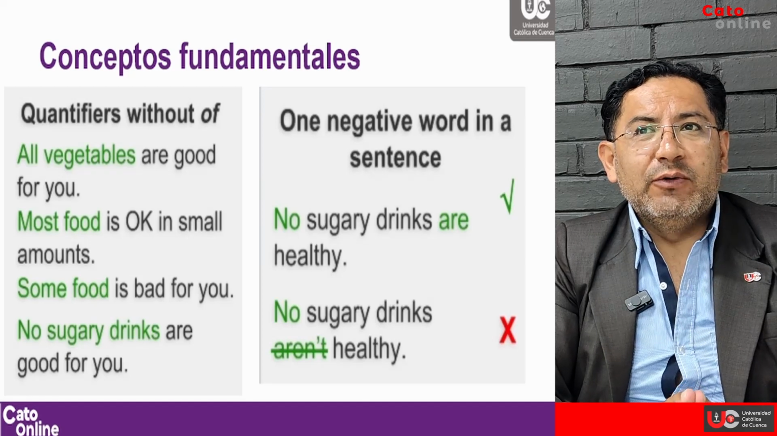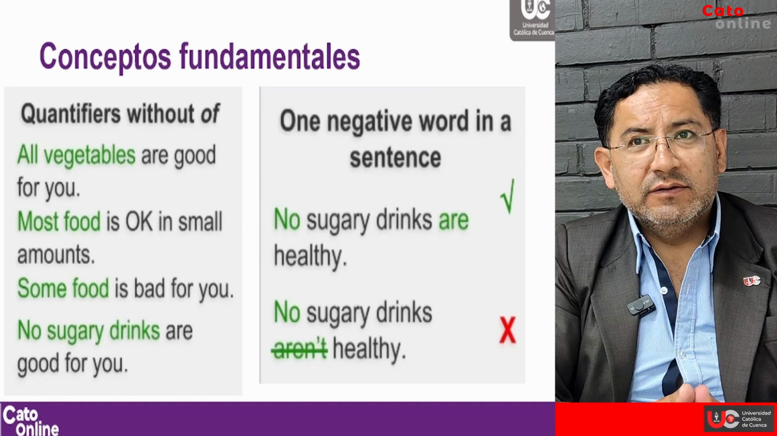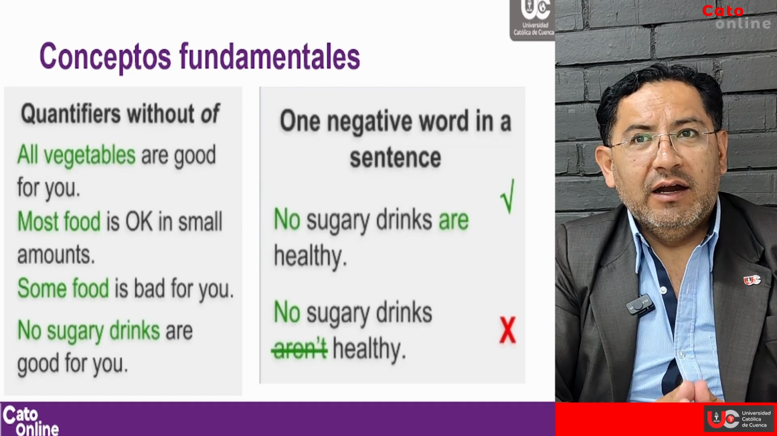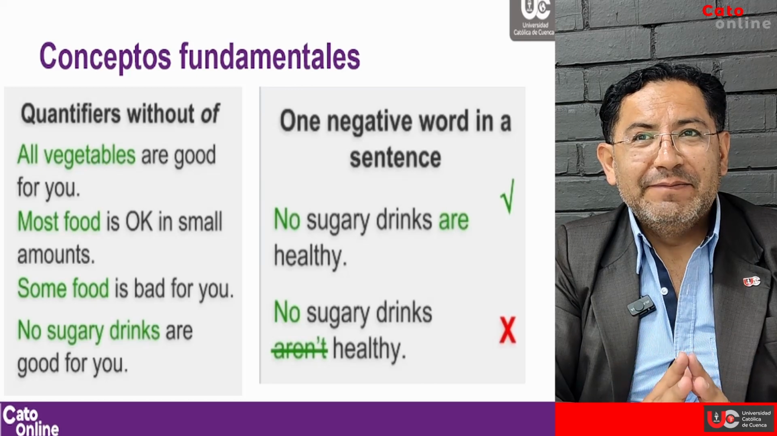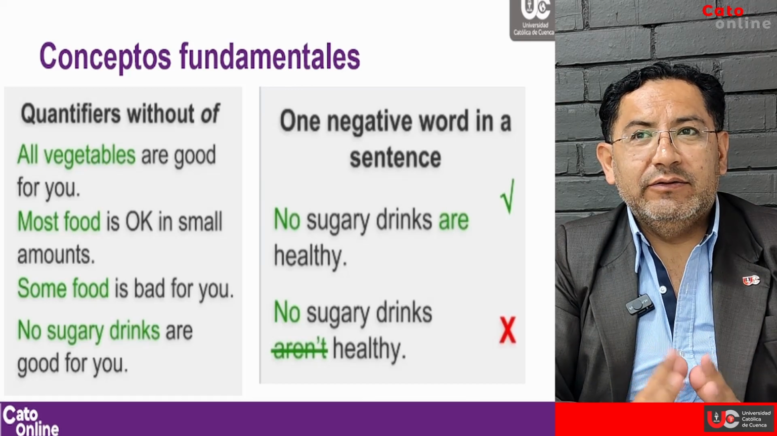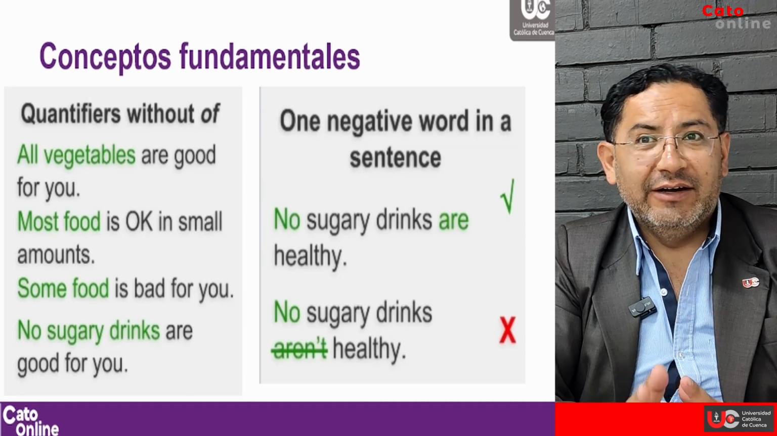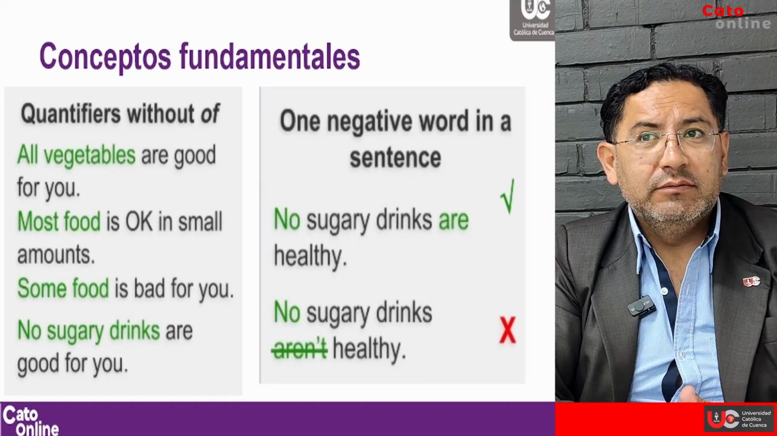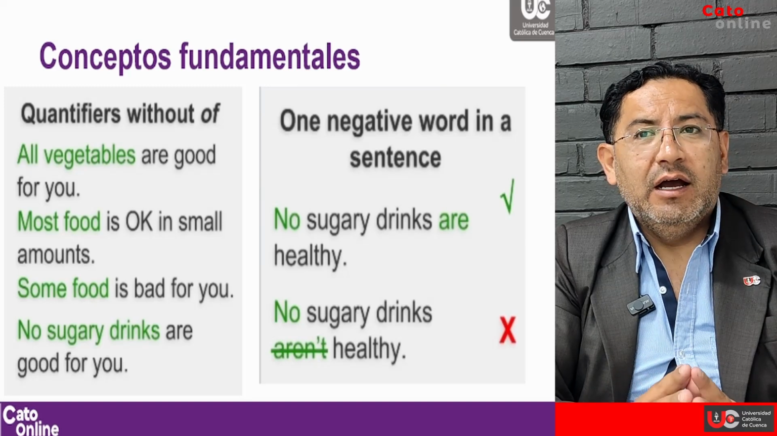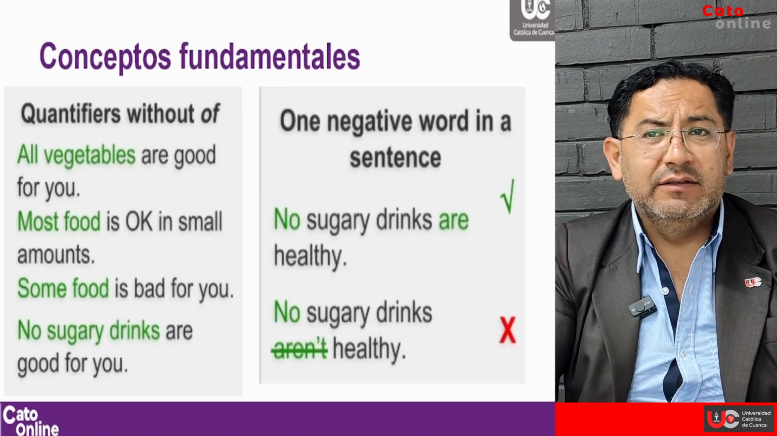Okay, now with negative words in sentences. In a sentence, no sugary drinks are healthy. Pay very close attention: no sugary drinks are healthy, not aren't healthy. We have the negative form, no. We don't need aren't. Avoid using aren't with this kind of sentences.